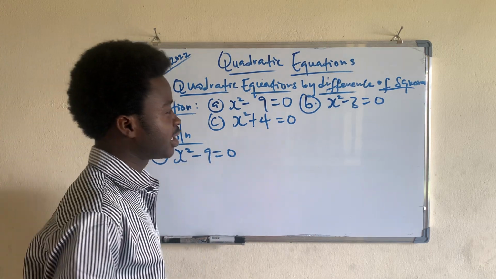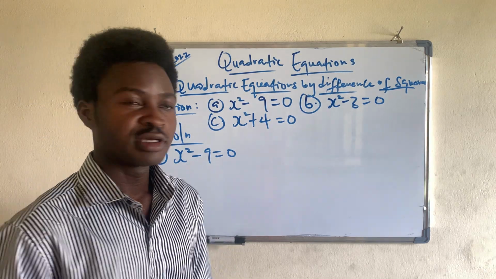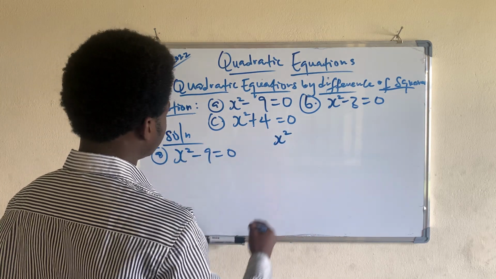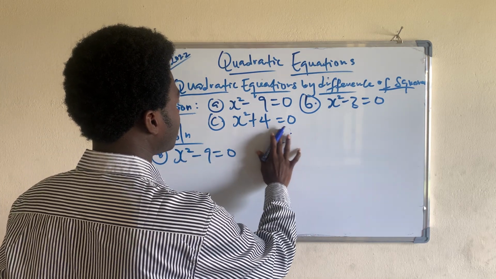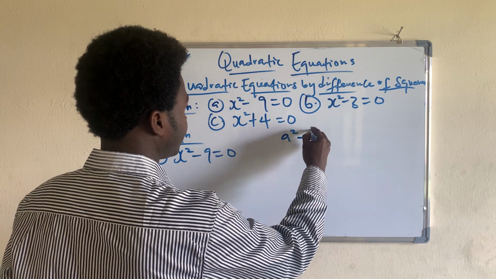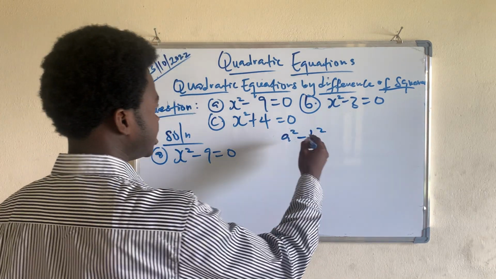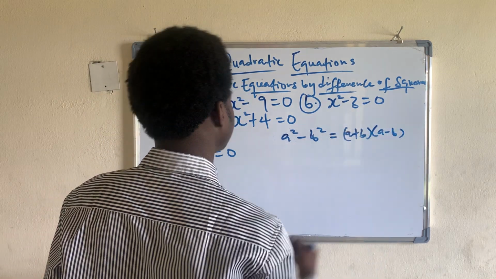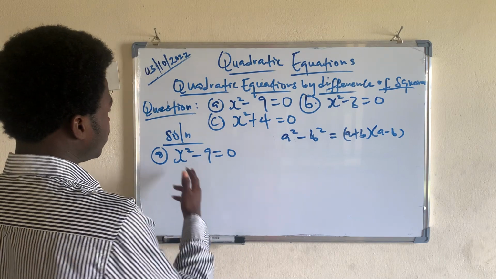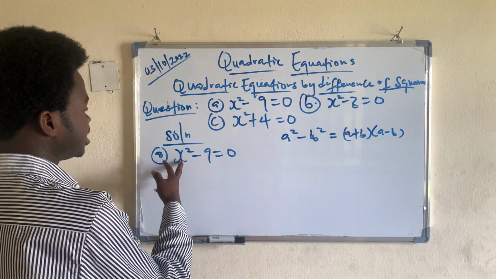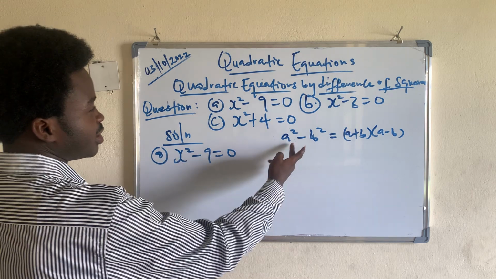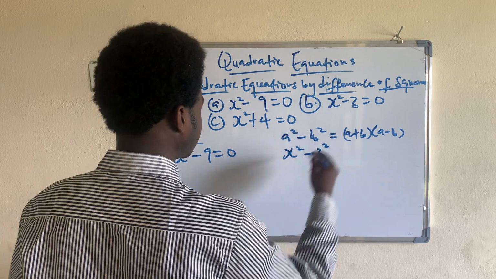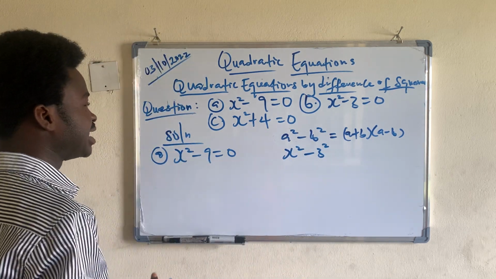Okay, so we learned about difference of squares, and we know that when we have an expression in the form of a squared minus b squared, this is the same thing as a plus b and a minus b. So in this case, we can express this expression as x squared minus 3 squared, because 3 squared is the same thing as 9. 9 is a perfect square.